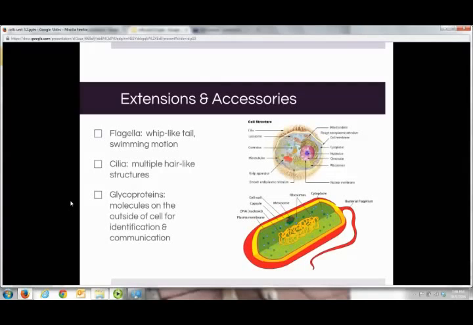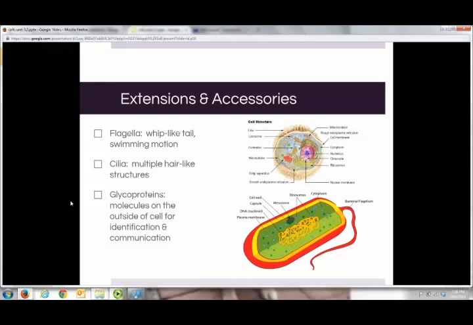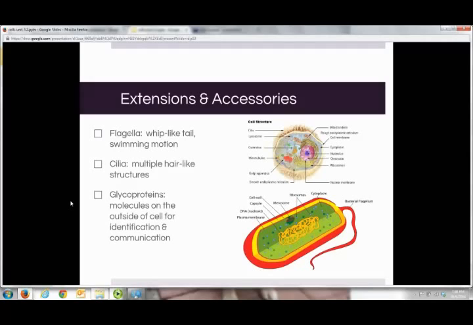Cells will also have extensions and accessories on the surface. The flagella is a whip-like tail that's used for a swimming type of motion, seen in the picture on the bottom right. A common example of a cell with a flagella is the human sperm. The cilia are hair-like structures on the surface of a cell. These occur in eukaryotic cells, and they will have multiple of these on the surface. This allows for a crawling type of motion. An example would be cells in the human trachea that help to move mucus up, preventing that mucus and what is caught in it from accumulating down in the lungs.